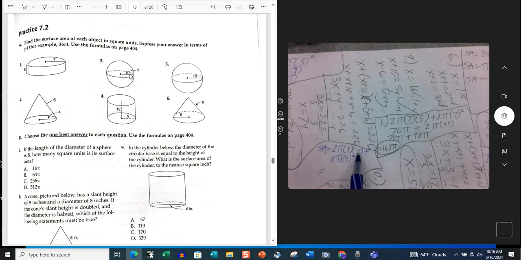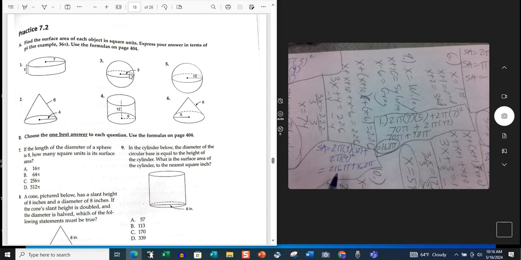So now 2 times 9 times 12 will give us, let's see, 216 pi plus 9 to the second power is 81. 81 times 2 is 162, and that'll be 162 pi. So 216 pi plus 162 pi will give us 378 pi. So 378 pi will be our surface area. So that took care of problem number 4.